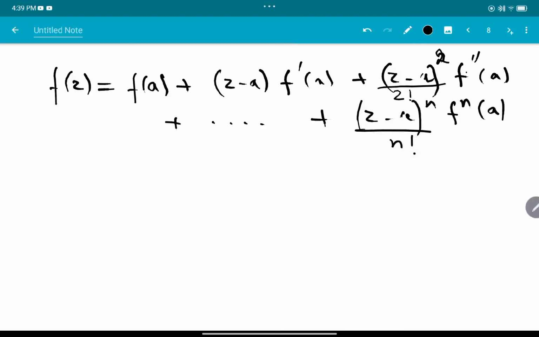So this is what I call the Taylor's series expansion of a complex function. We will return with the Laurent expansion of a complex function, see the difference between the two expansions, and then do some problems based on these before rushing over to the residue theorem.